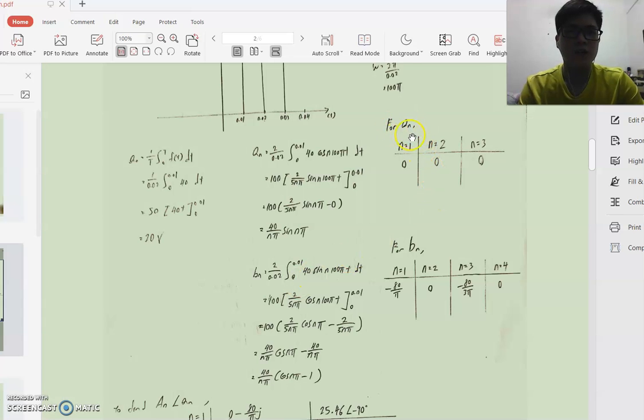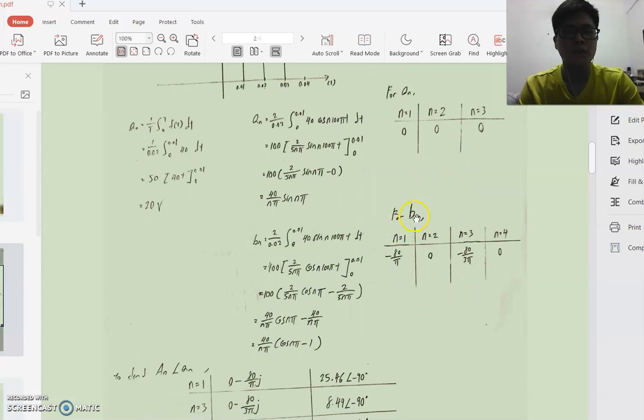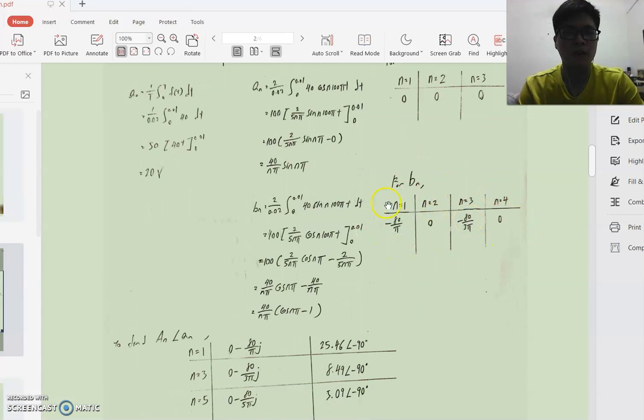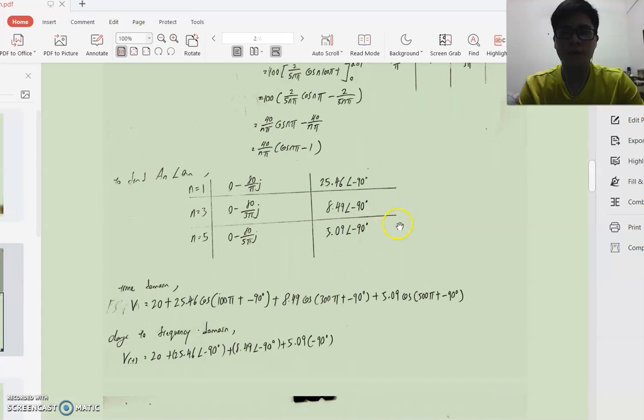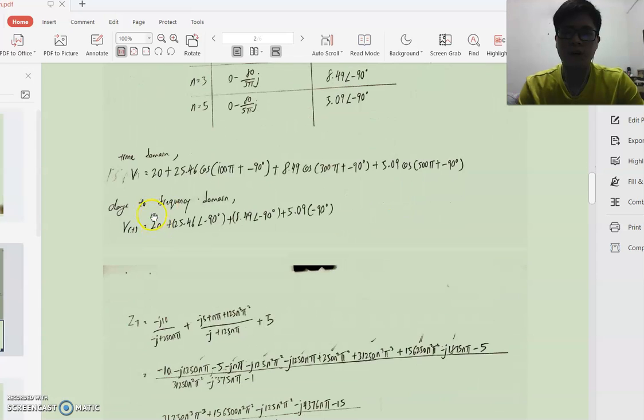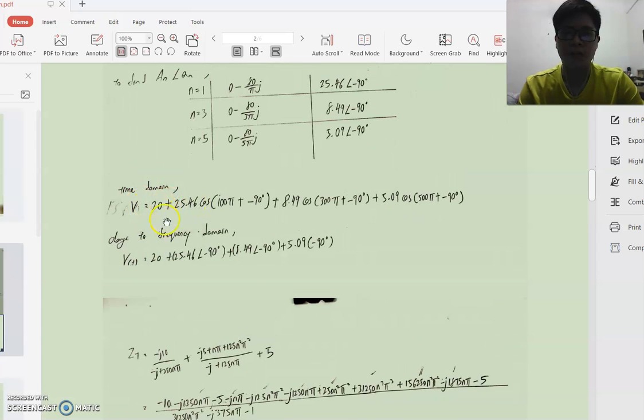So for An, if n equals 1, then An is equal to 0. If n equals 2, An is equal to 0 as well. N equals 3, then An is equal to 0 as well. As for Bn, we assign different values for n, then we get the value for Bn. So we change the An into the polar form in order to obtain the time domain and the frequency domain.